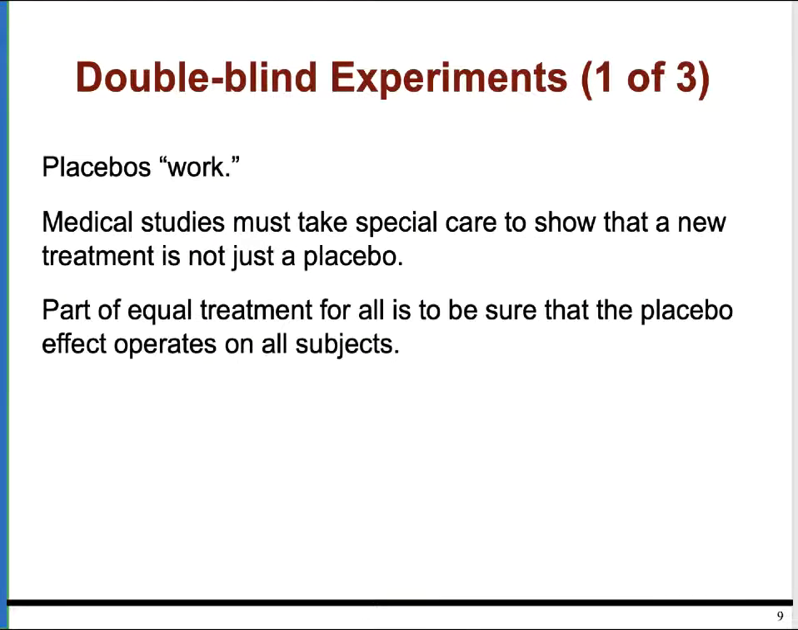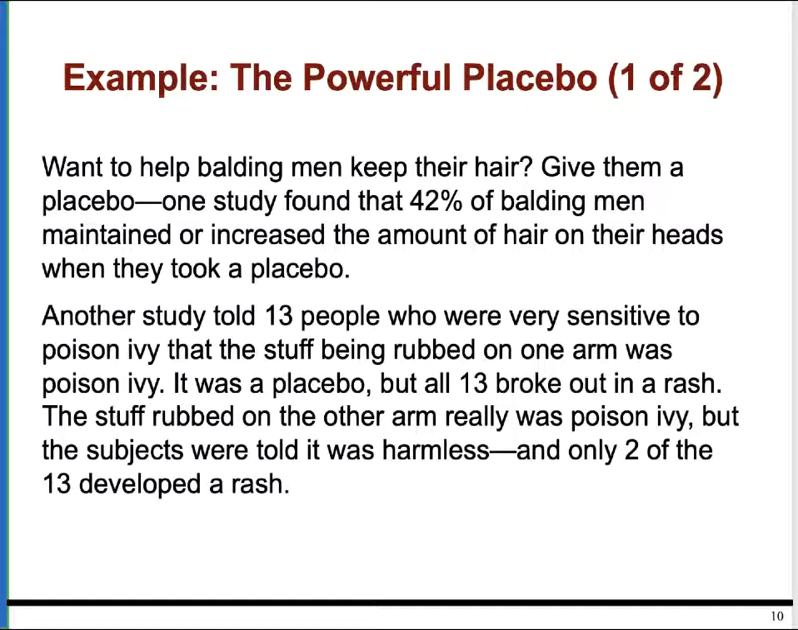It's important for us to use a double-blind experiment because, as we talked about in Chapter 5, placebos simply work. We don't know why they work, but placebos can often cause a favorable outcome. So medical studies are going to take special care to show that a new treatment is not just a placebo. So part of this whole equal treatment for all is to be sure that the placebo effect operates on all subjects.